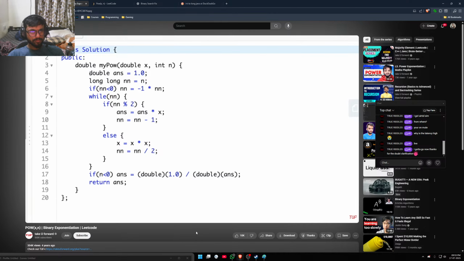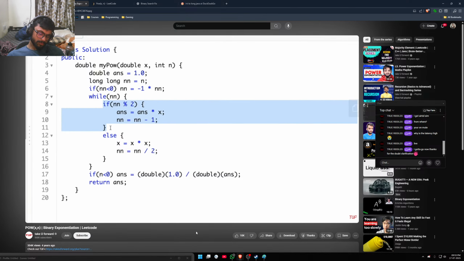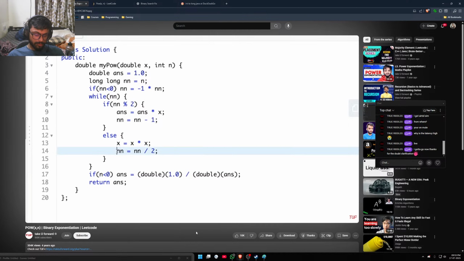So I initialize answer as 1.0. After that, I keep a copy of n in nn because in the algorithm, the value of n will get destroyed. So if this is a negative value, I make it a positive value. After this, I'll continue my algorithm until nn becomes 0. If nn is an odd power, then our answer gets multiplied with x and our value nn gets reduced by 1. Now if it is an even power, then x gets multiplied with x itself and nn gets divided by 2.